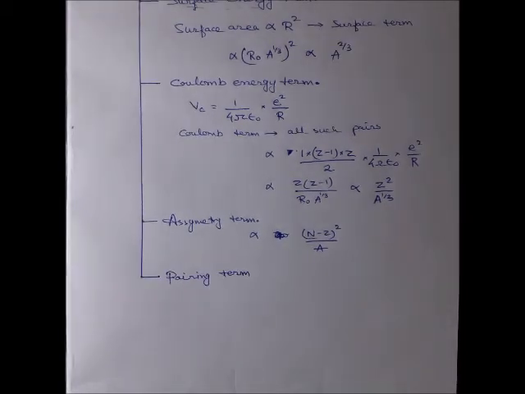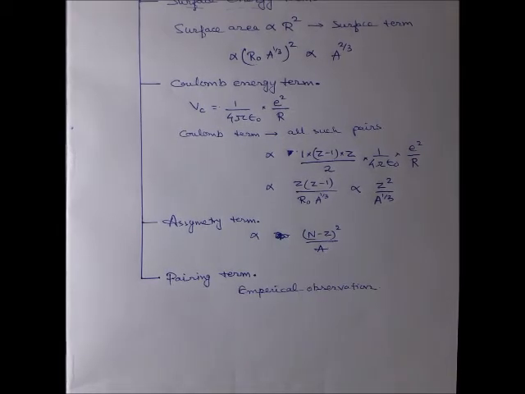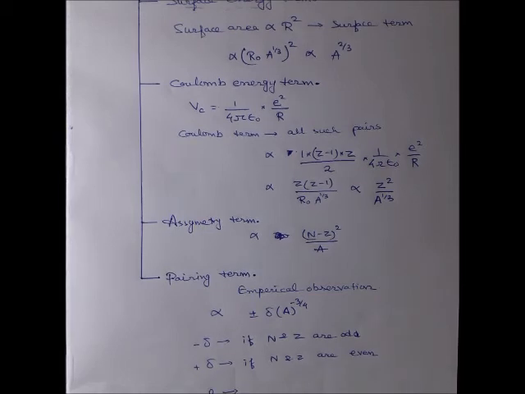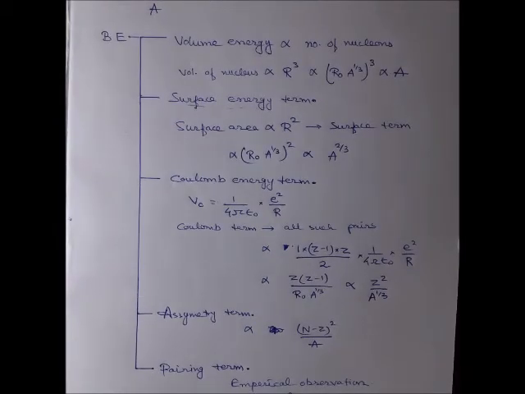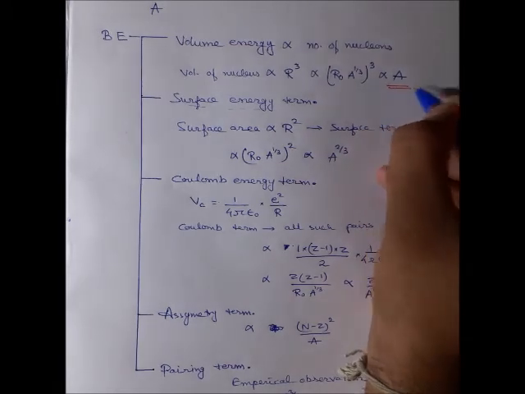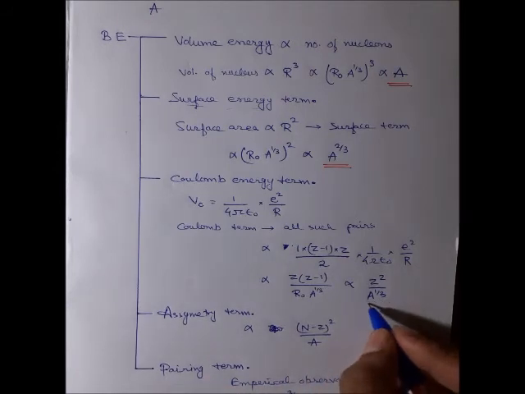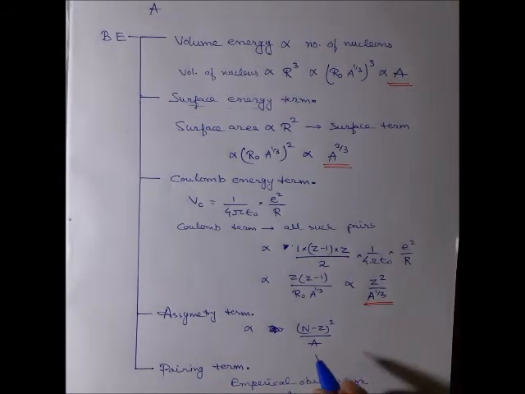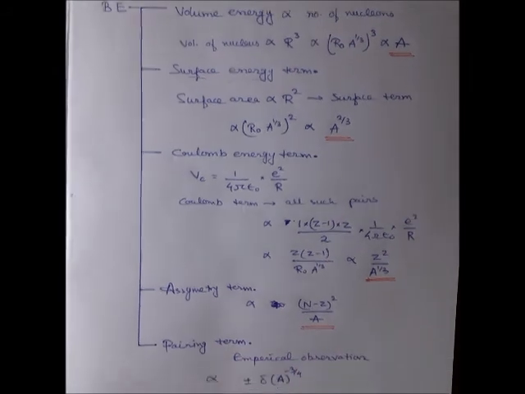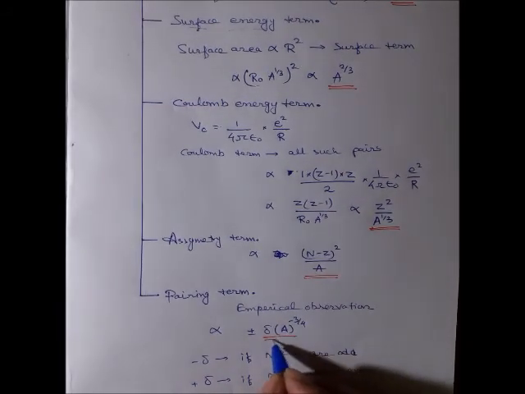We also take the pairing term into account. This is from an empirical observation that an even number of particles is more stable than an odd number, and it is directly proportional to plus or minus delta A to the power minus 3/4. Now, minus delta if N and Z are odd, plus delta if N and Z are even, and 0 if A is odd. Therefore, we have a volume energy term, a surface energy term, a Coulomb energy term, an asymmetry term, and in the end a pairing term.